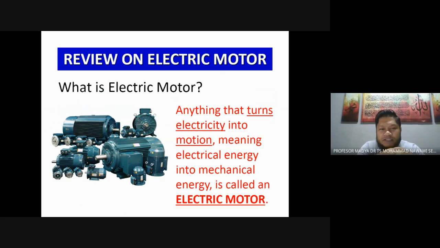So we start with what an electric motor is. It is anything that turns electricity into motion. This is a power flow from electrical to mechanical. You turn electrical energy into mechanical energy, and that is called an electric motor.